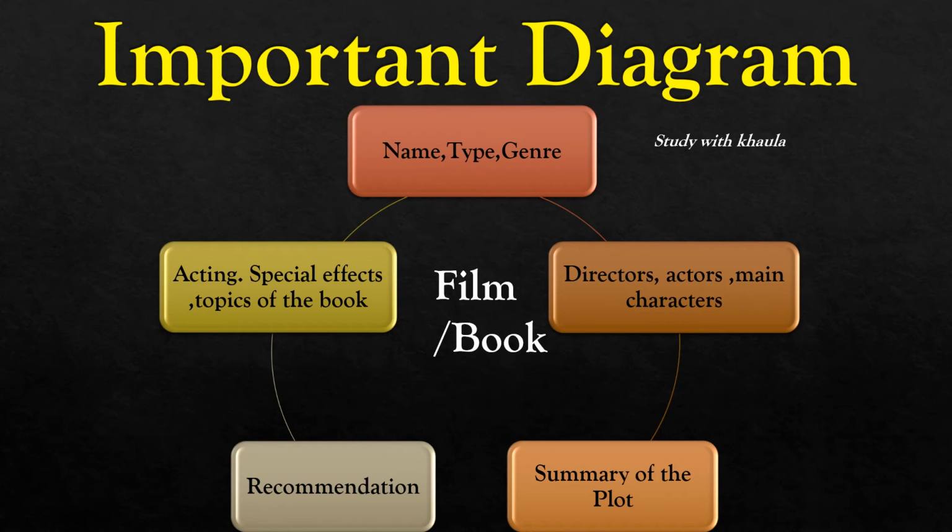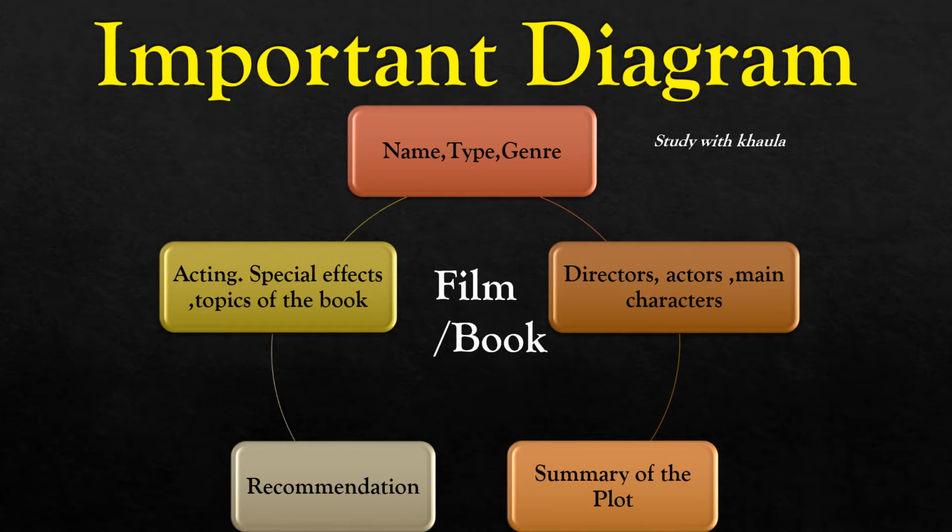Here is an important diagram. This diagram will help you if you're writing a film review or a book review. These are the important elements: the name of your movie, the type of your movie, the genre of your movie, director names, actor names, main character names and their backgrounds, acting, special effects, topic of the book, recommendations, and the summary of the plot. This is the main element.